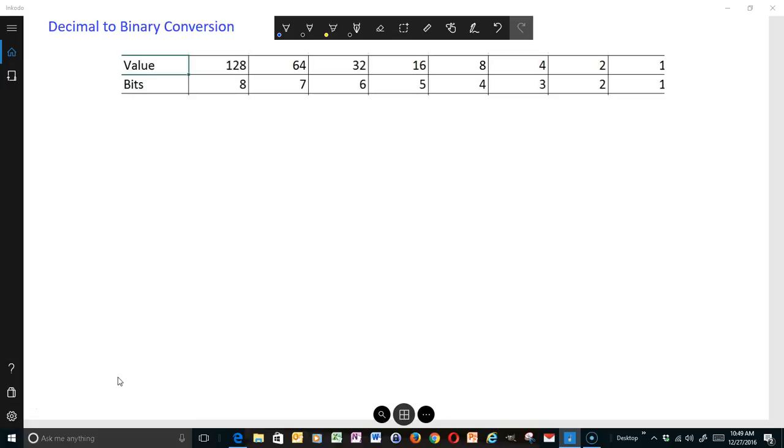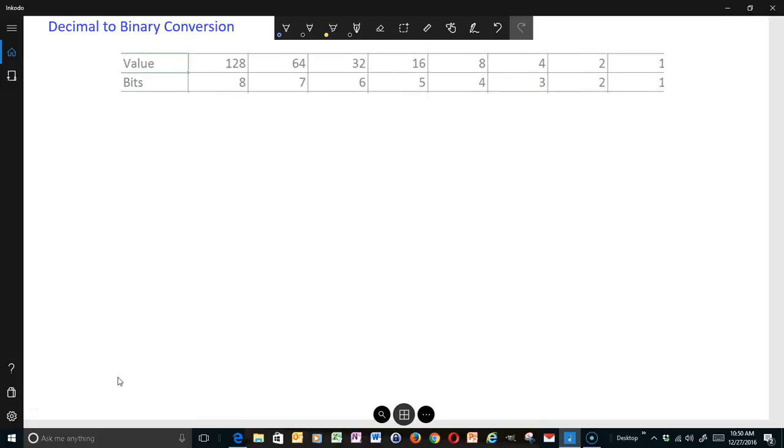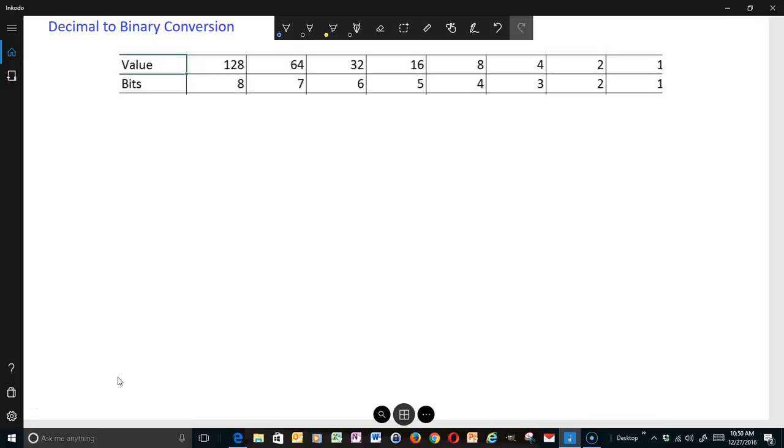Each of these bits has a value. And these values are based upon the placeholder. It's 2 to the power. And if you notice that, since it's binary, each time we just double it. We start with 1, 2, 4, 8, 16, 32, 64, 128.